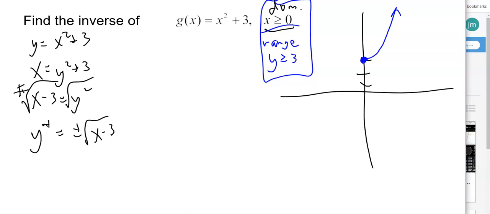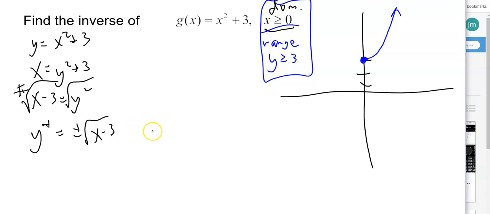By the way, why did they restrict the domain? I just want you to understand this, because if it had been a full parabola, that's not a one-to-one function. It doesn't have an inverse. We want to have an inverse here. So they said, well, let's just do half the parabola. Hopefully that has an inverse.